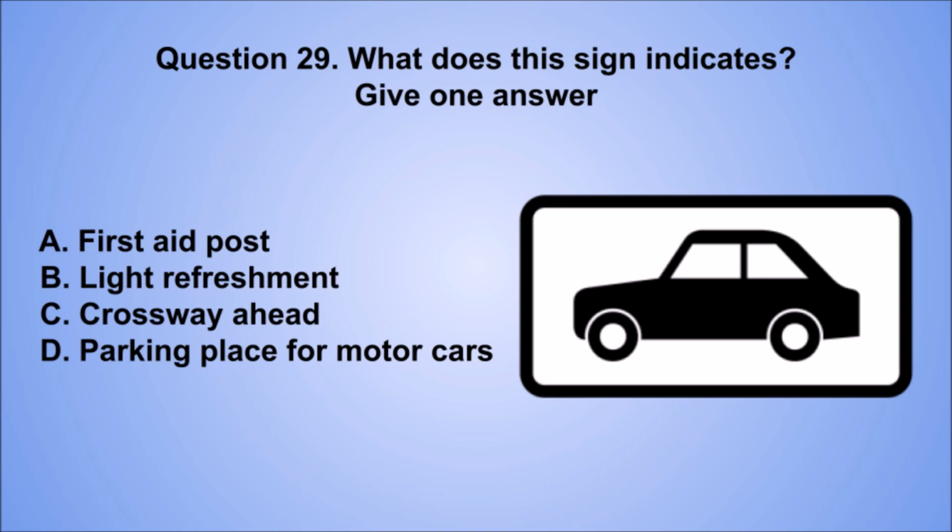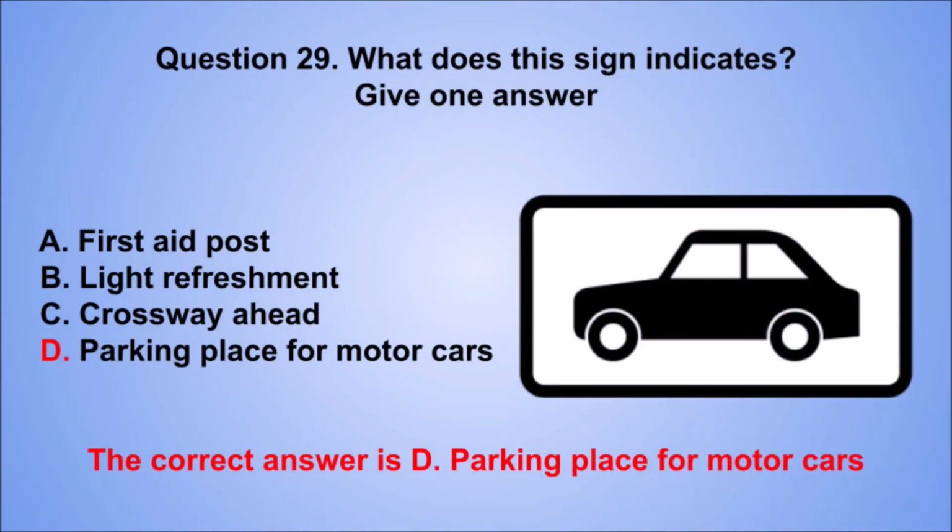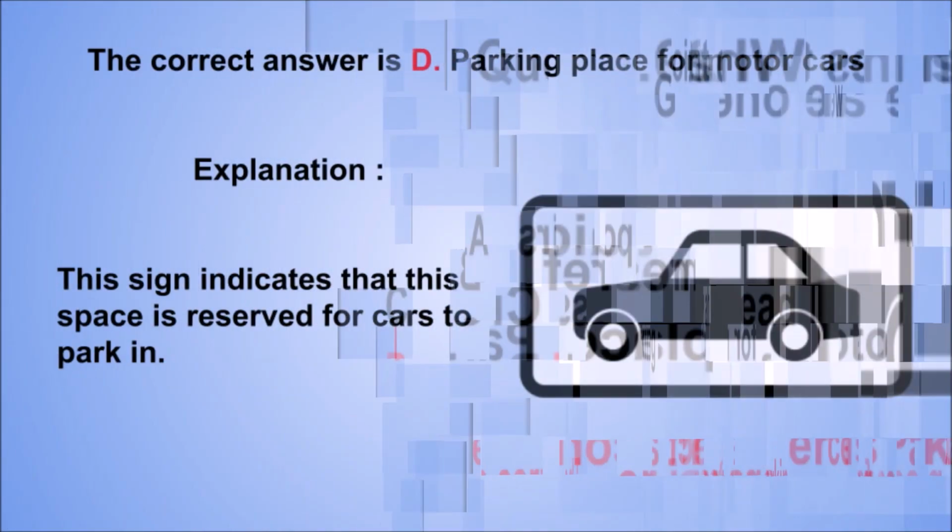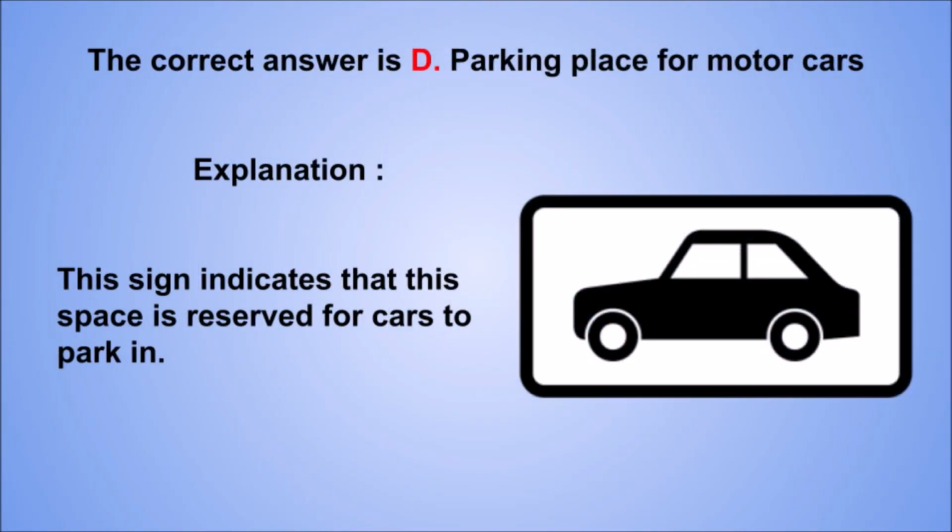Question 29. What does this sign indicate? Give one answer. A. First aid post. B. Light refreshment. C. Crossway ahead. D. Parking place for motor cars. The correct answer is D. Parking place for motor cars. Explanation. This sign indicates that this space is reserved for cars to park in.